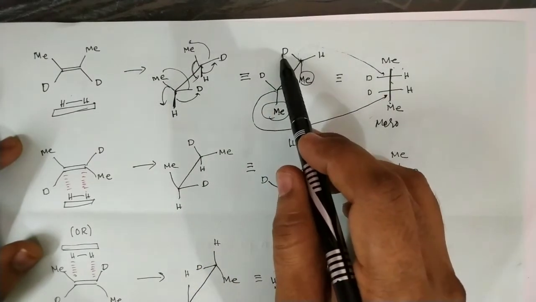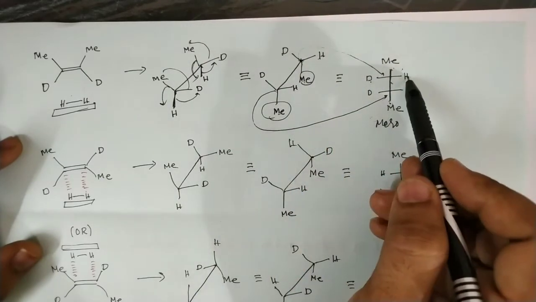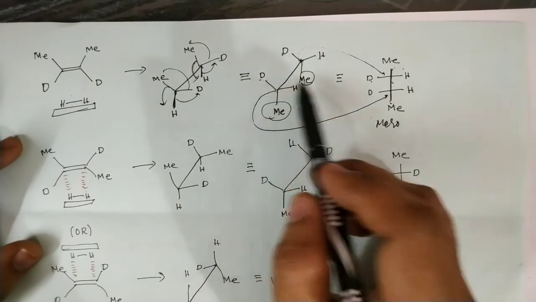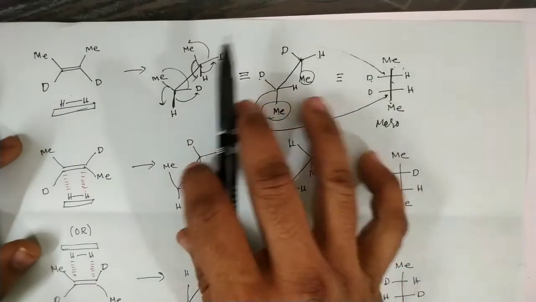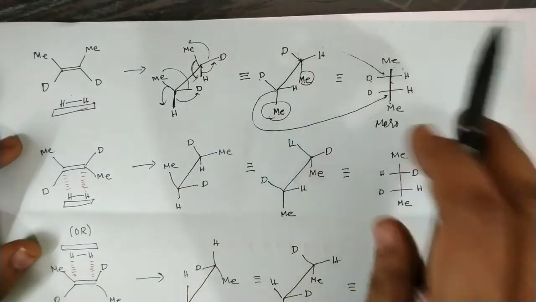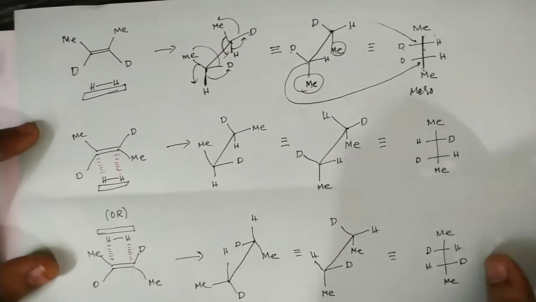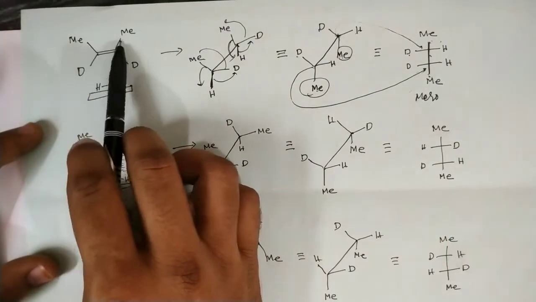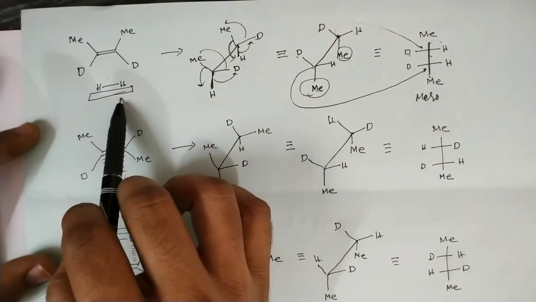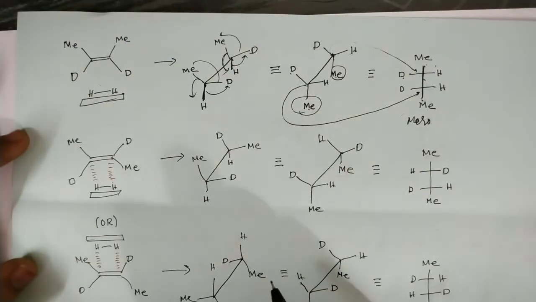So at this carbon, deuterium on the left side, hydrogen on the right side; here hydrogen on the right side, deuterium on the left side. So that's it. We can simply convert the Newman projection or sawhorse projection to the Fischer projection formula. In this case, the cis compound on syn addition of hydrogen will give the meso compound.